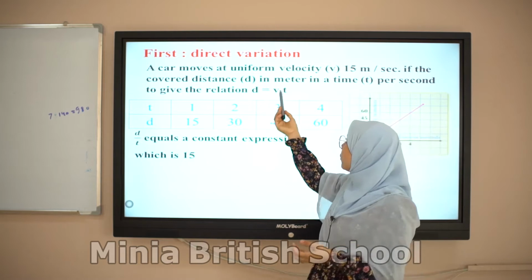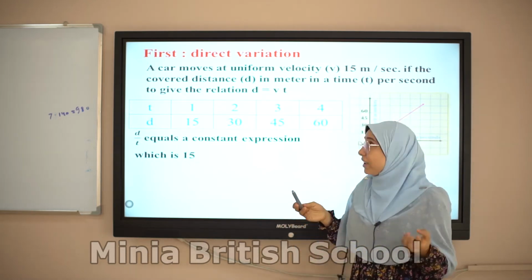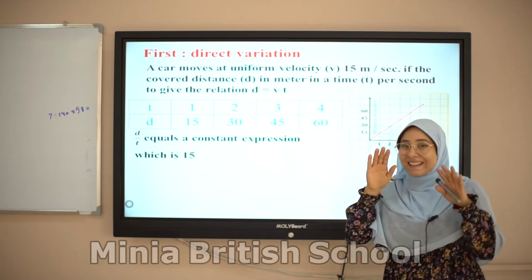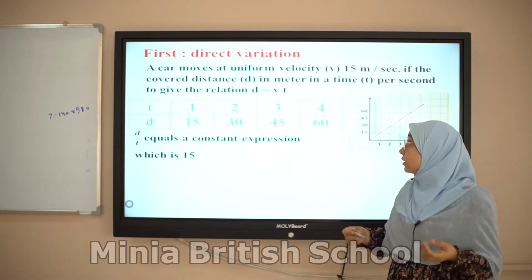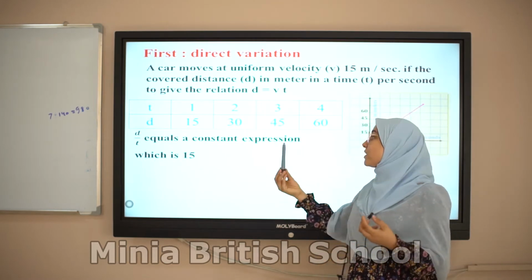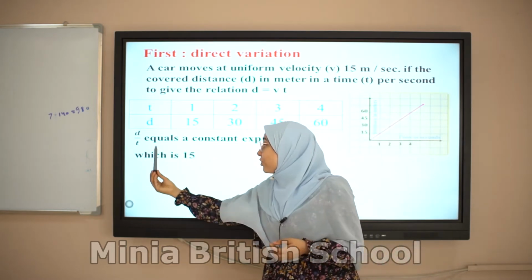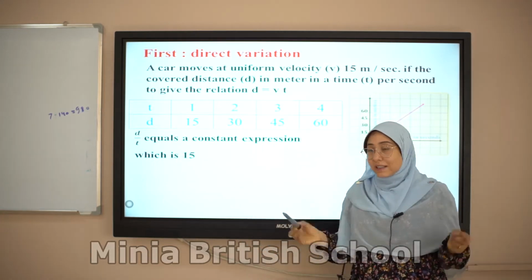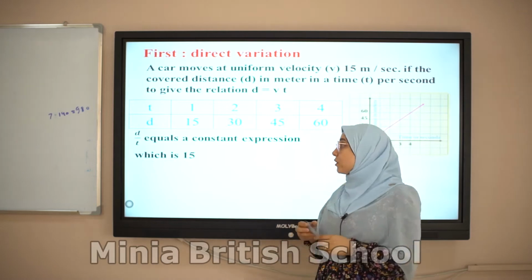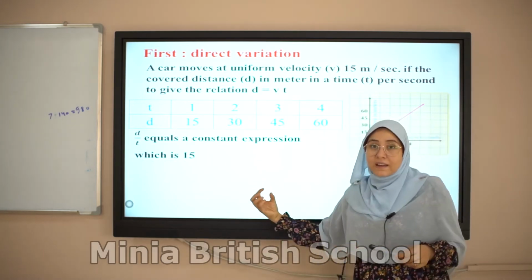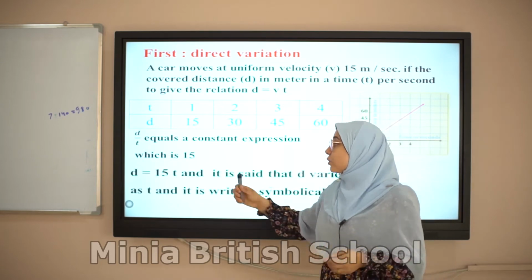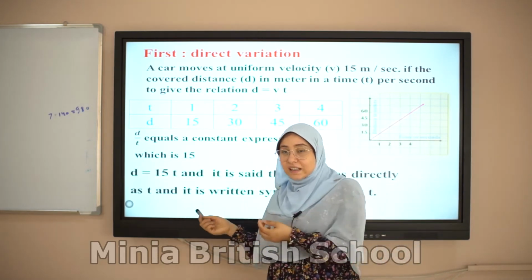Now, here d equals vt, and v, the velocity, equals 15 meters per second, and it is constant. So v equals d over t equals 15. So d over t equals a constant expression, which is 15. So you can take the velocity v as 15, so d equals 15t.